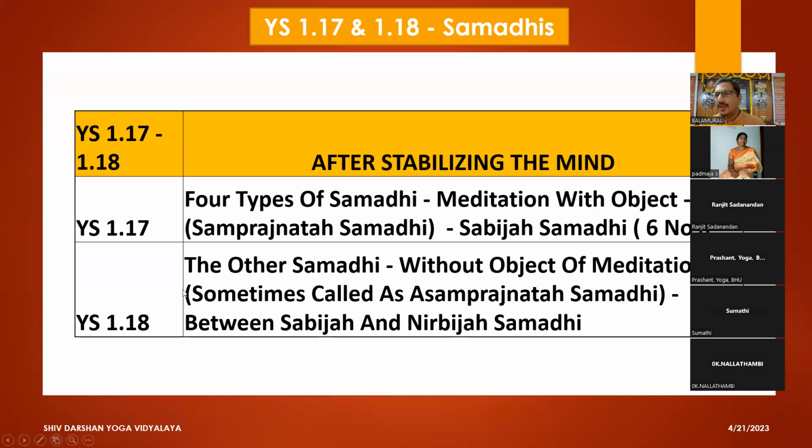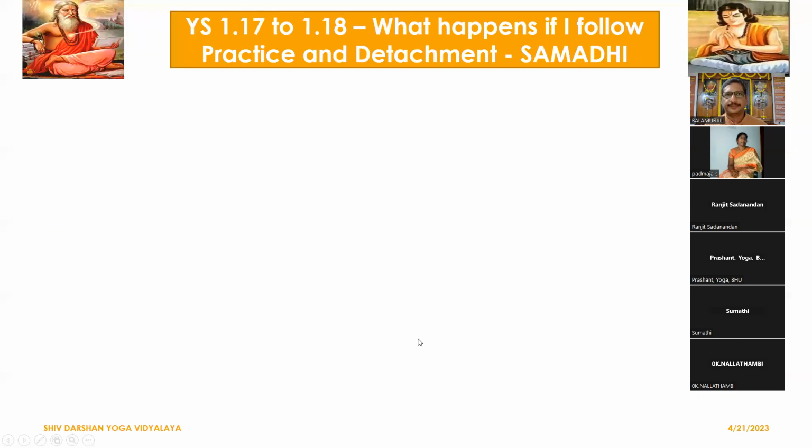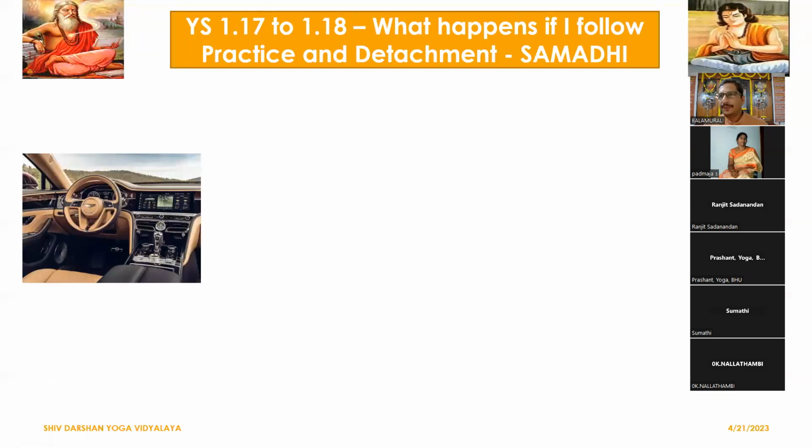Now, these two sutras cover the essence of the basic understanding of the Samadhis. The first, sutra 17, says about the Samadhi called Sabija Samadhi, and 18 talks about a different Samadhi, the other Samadhi. We will see what that is. Before getting into Samadhi, we will see these 4 types, what they are.